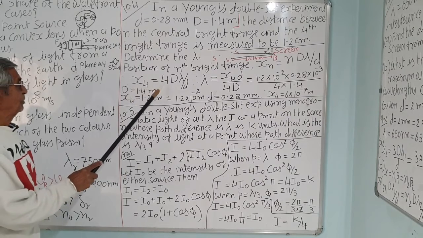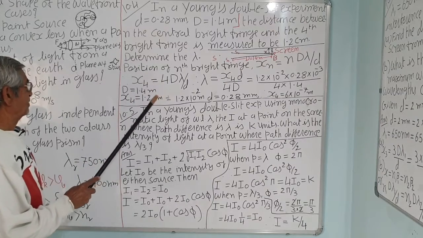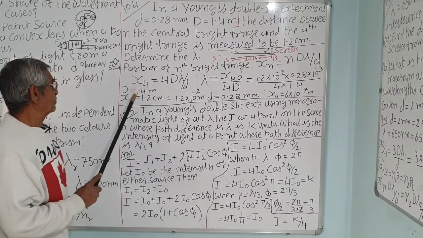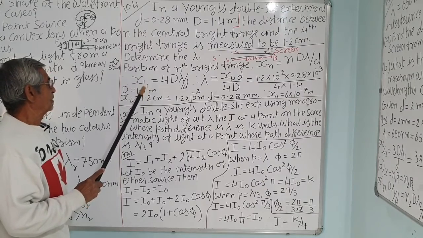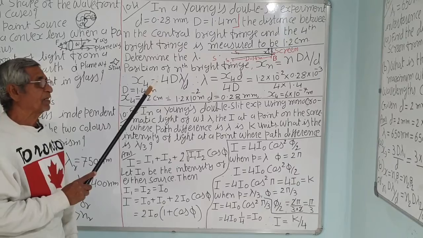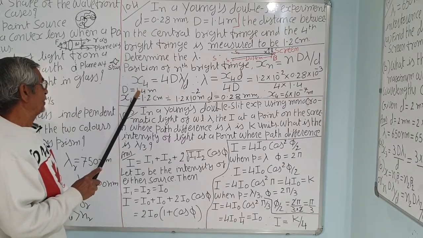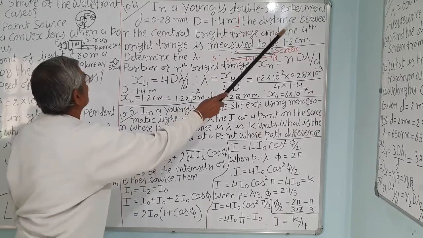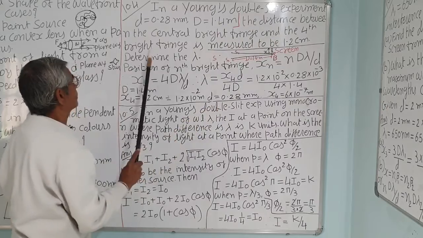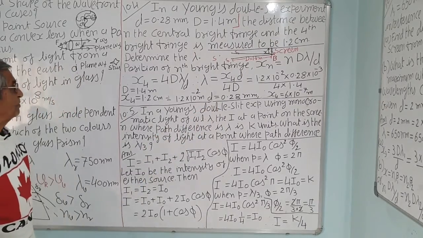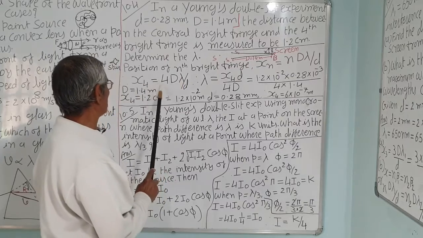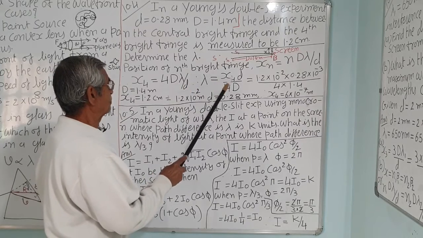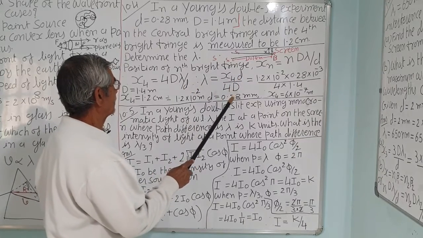So x is equal to, for the fourth fringe, we know that xn is equal to n D lambda upon d. So x4 for the fourth fringe. Similarly with 5, x5, and with 6, x6, n is equal to 6. So x4, this is the fourth bright fringe. The distance between the central bright fringe and the fourth bright fringe is measured to be 1.2 centimeter. Correct? So x4 is equal to 4 D lambda upon small d. Therefore lambda is equal to x4 small d upon 4 capital D.